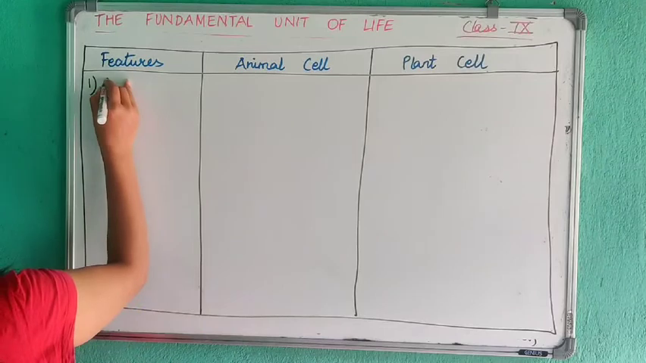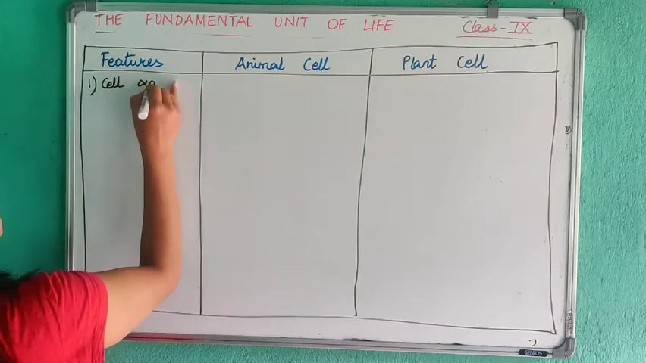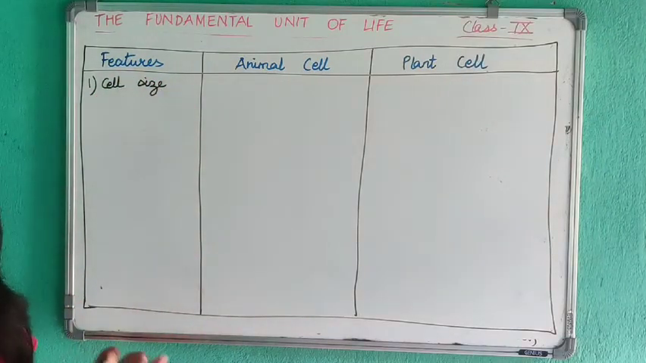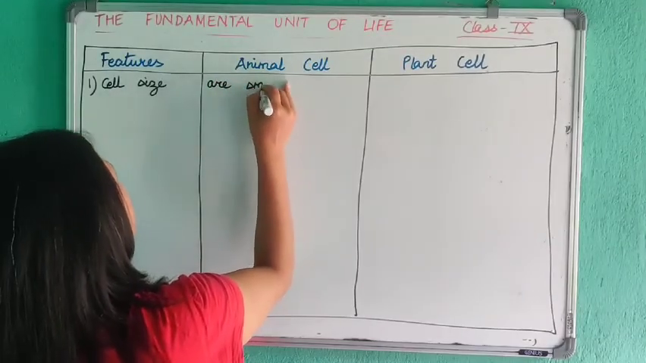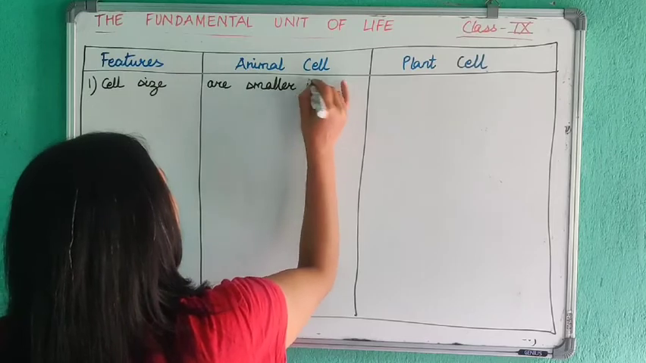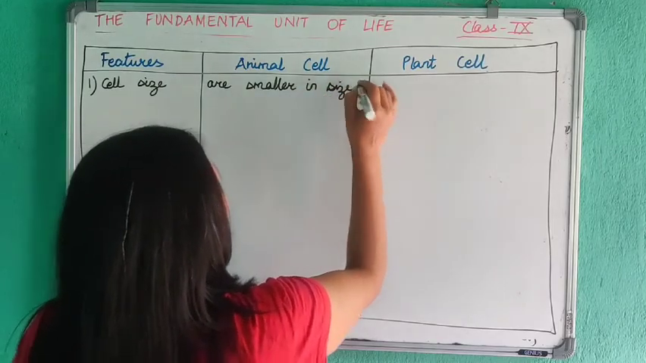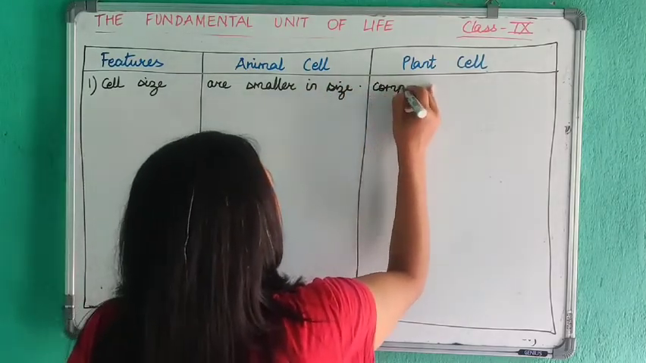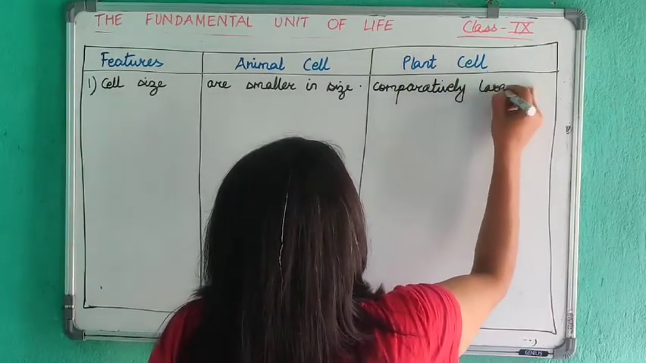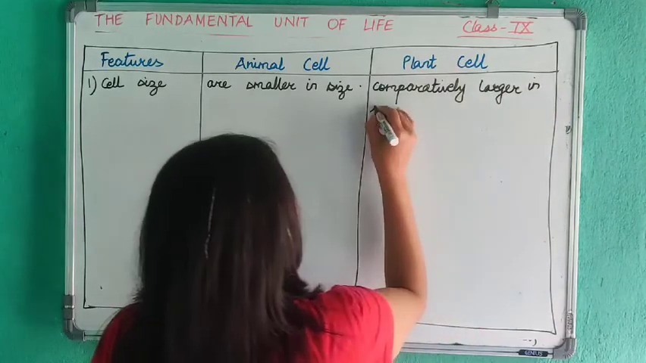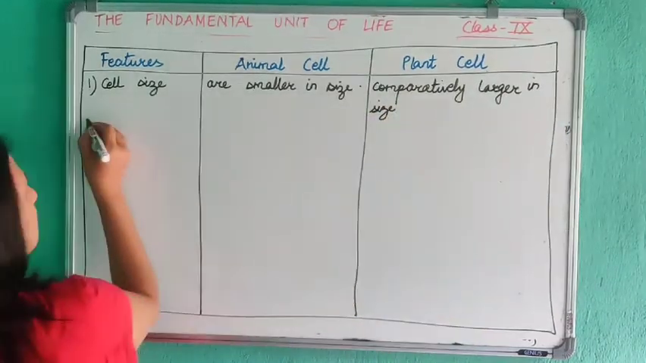So first, let us talk about the cell size. First difference is in size. Animal cells are smaller in size, a little smaller than plant cells. Whereas plant cells are comparatively larger in size.